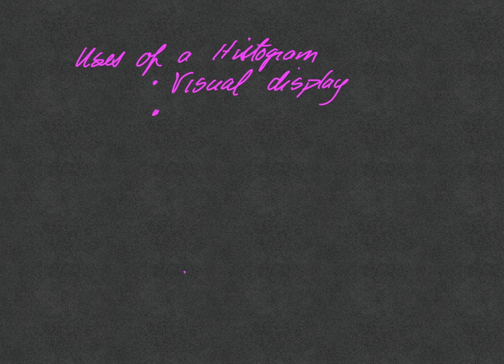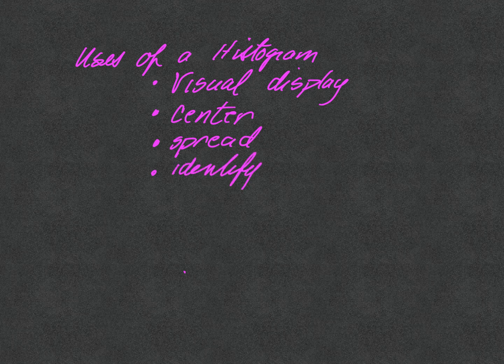It very often will show where the center of the data is located. It will also show how spread out the data is, visually speaking, and it can be helpful in identifying what we're going to call our outliers. And so we'll define these things in a moment, but let's take a look at that. All right, so here we go.